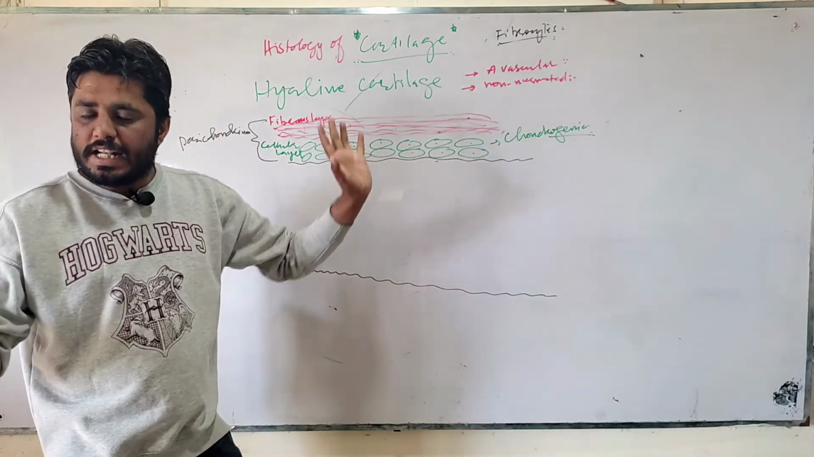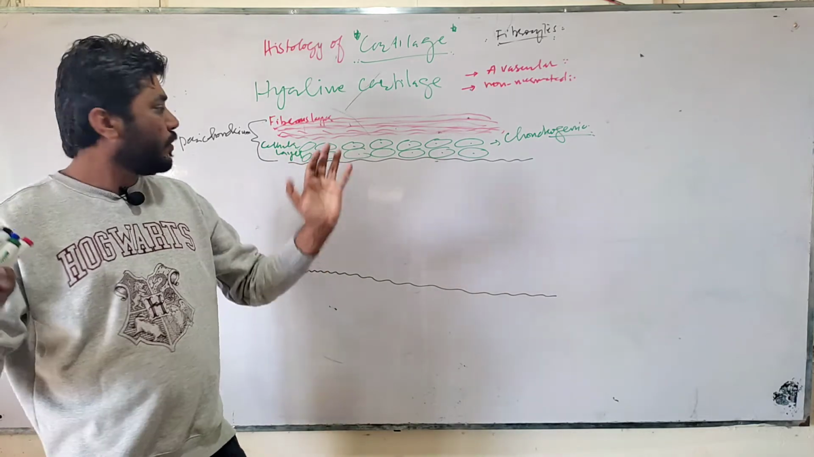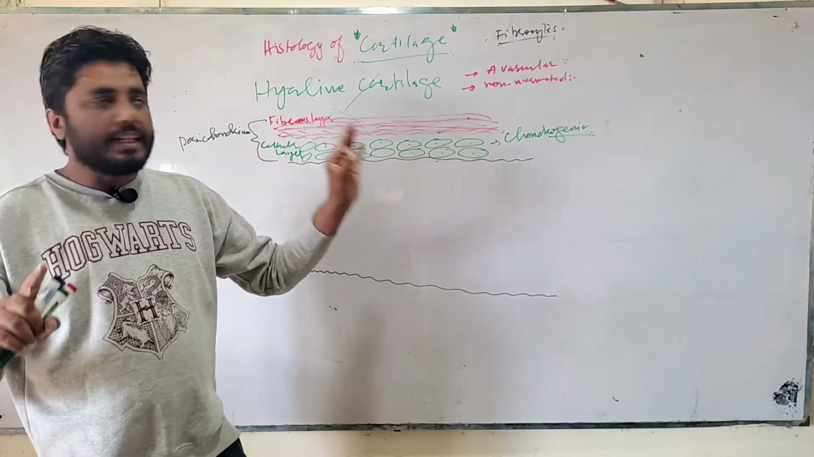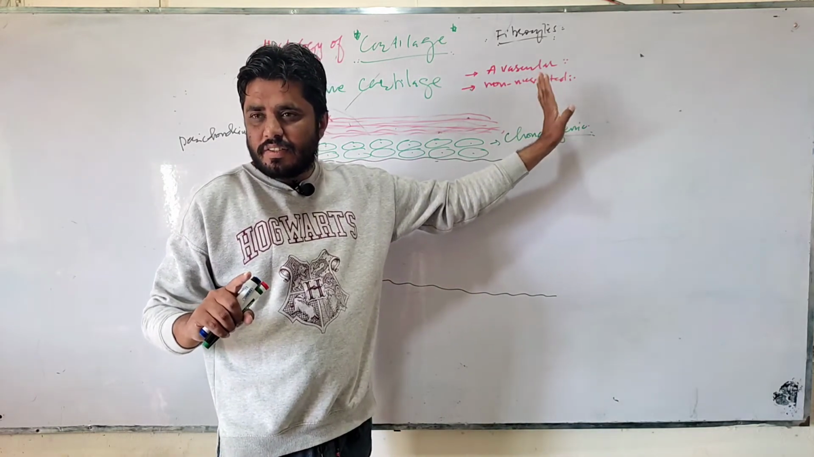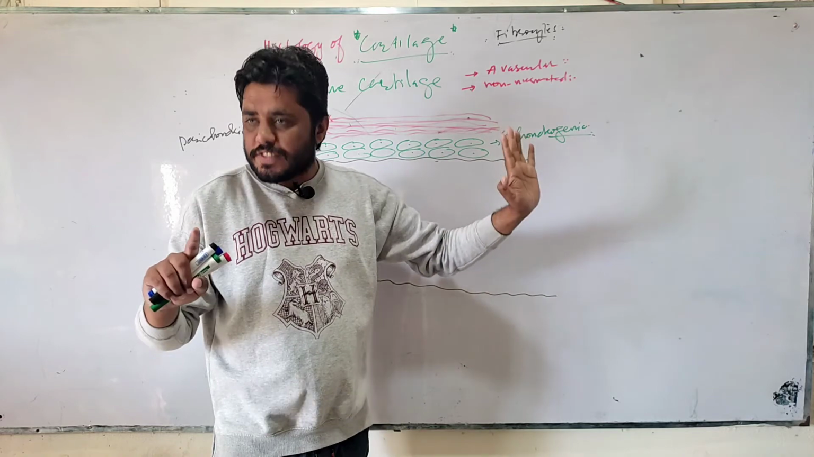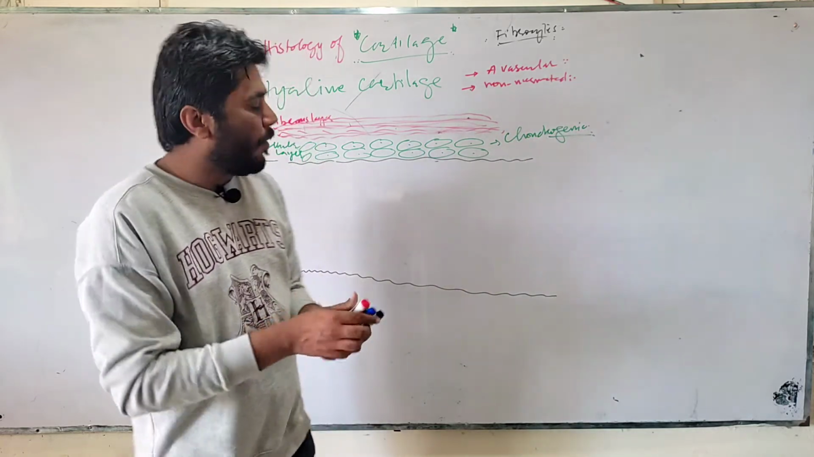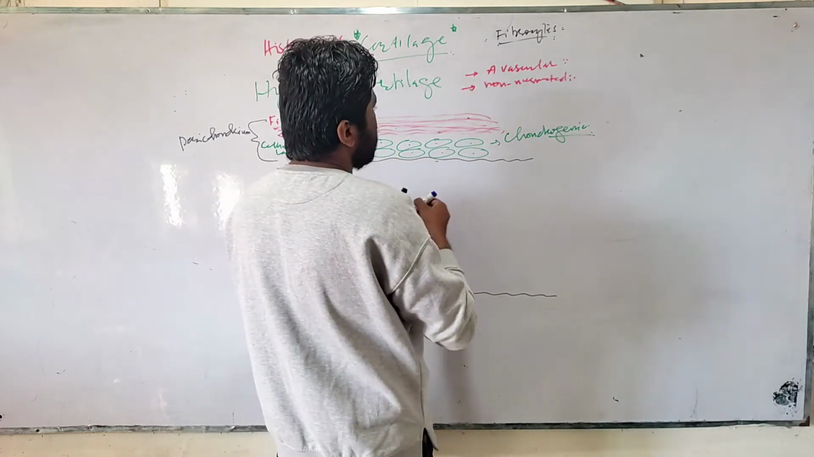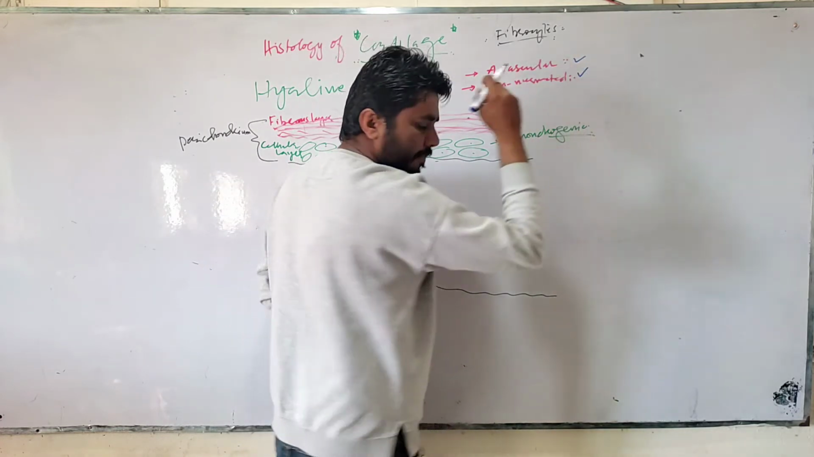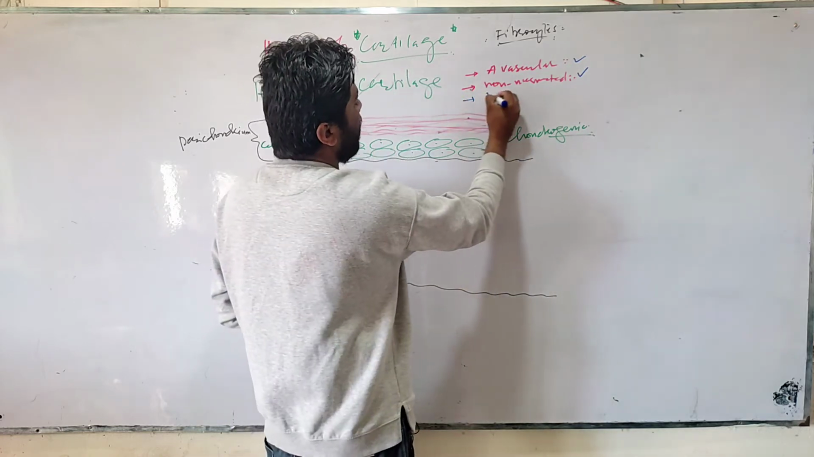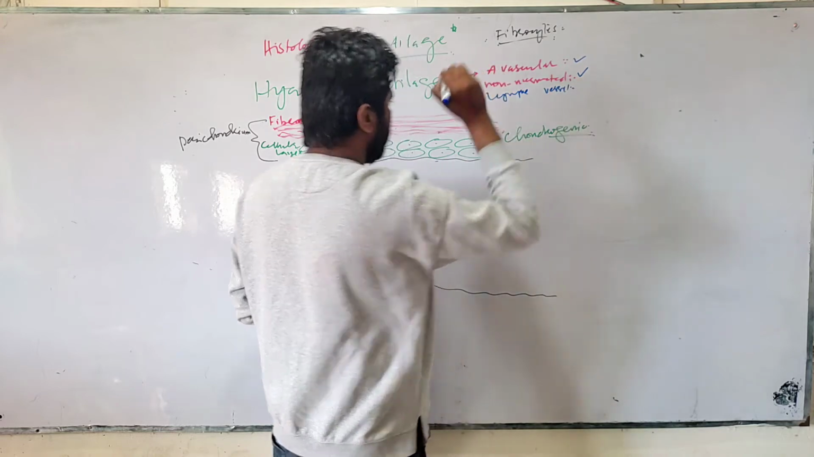Cartilage is mostly covered by a fibrous or dense connective tissue, which is the perichondrium, and it is avascular. They have no nerves. I can add more: they do not have lymph vessels. No blood vessels, no nerves, no lymph vessels. This is important.